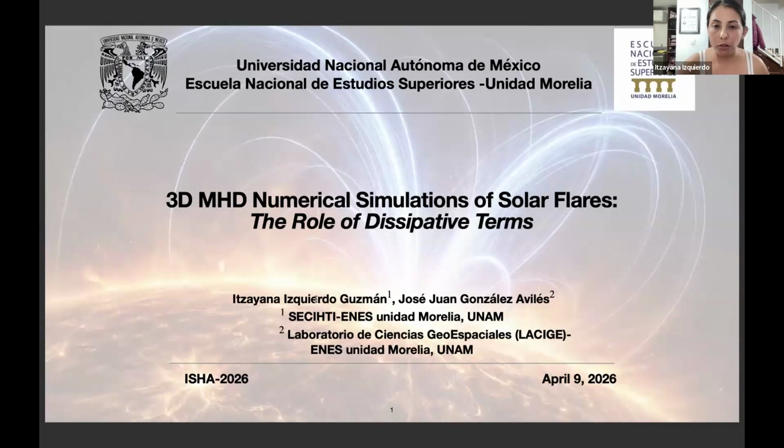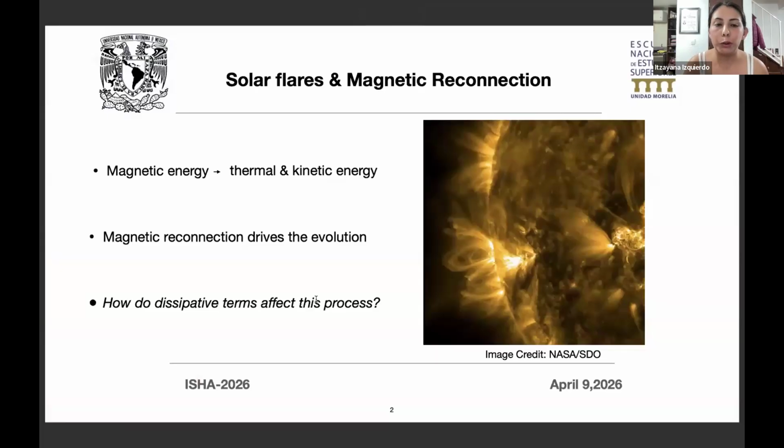In particular, I focus on the different dissipative physical processes that affect the thermodynamic evolution and formation of post-solar flares. This work was developed at the ENES of UNAM in Mexico in collaboration with Dr. Jose Juan González Avilés. And so to start, let me briefly introduce the physical context.